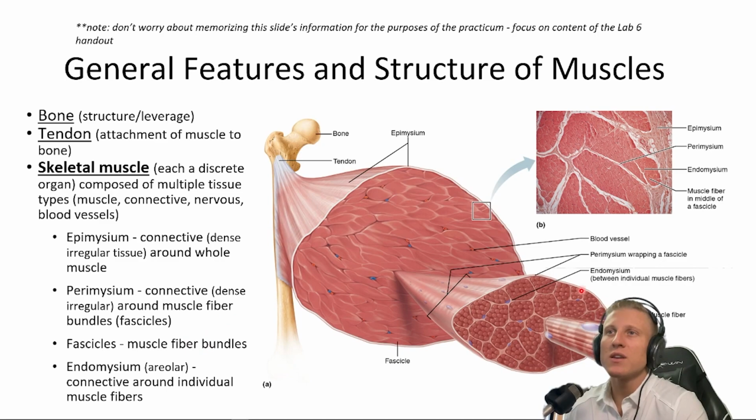Within that, we have basically the functional units. These are bundles of individual muscle fibers called fascicles. The lining of a muscle fascicle, so this entire thing is the fascicle, is called the perimysium, okay? And then within that, we have individual muscle fibers, which are individual cells, the lining of which is called the endomysium, right over here, okay? Endo meaning inside, so it's the most interior layer.